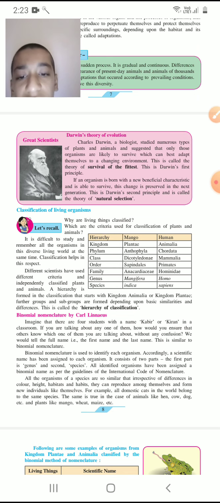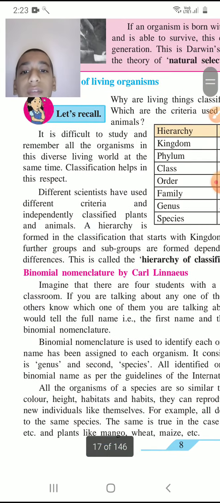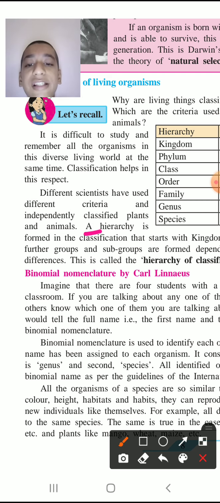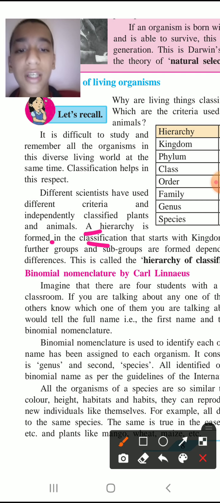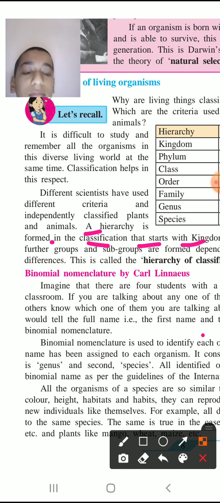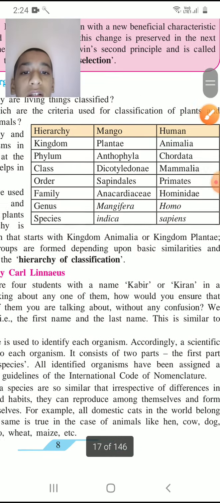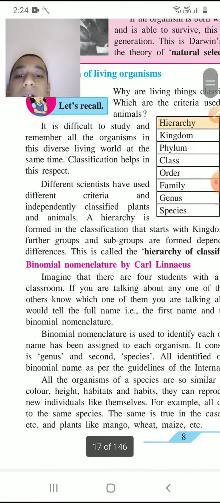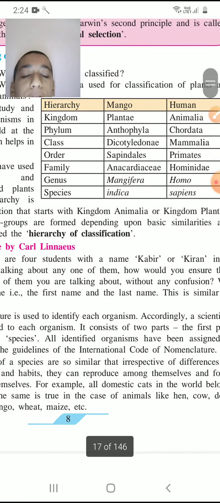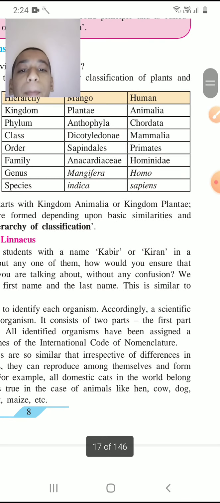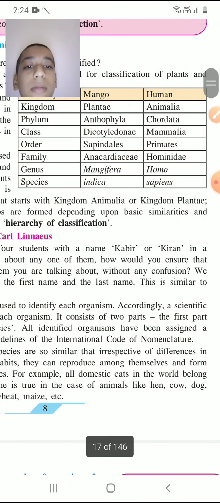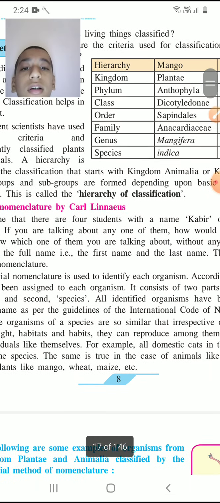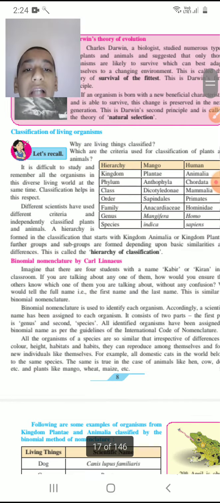One second, students. So again, we have to read from here. A hierarchy is formed in the classification that starts with kingdom Animalia, kingdom Plantae. Further groups and subgroups are formed depending upon basic similarities and differences. This is called the hierarchy of classification.